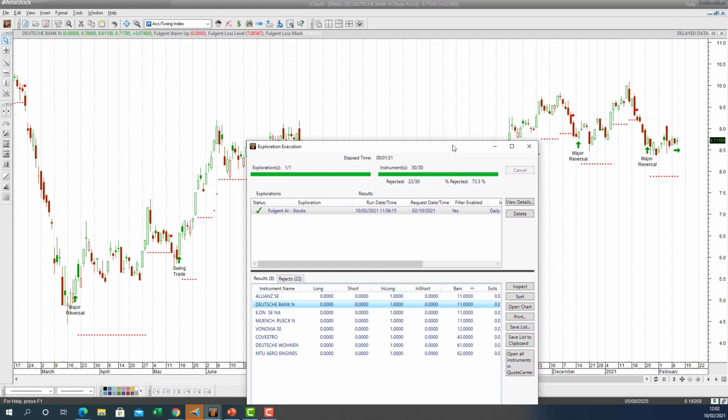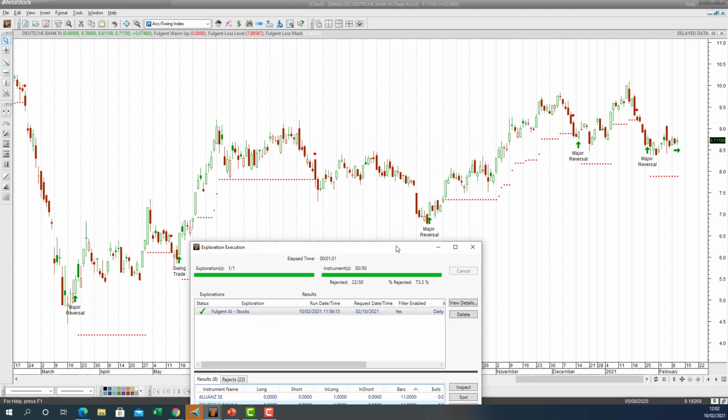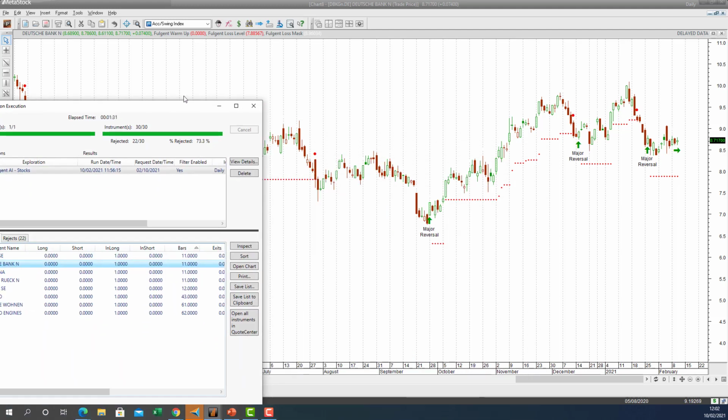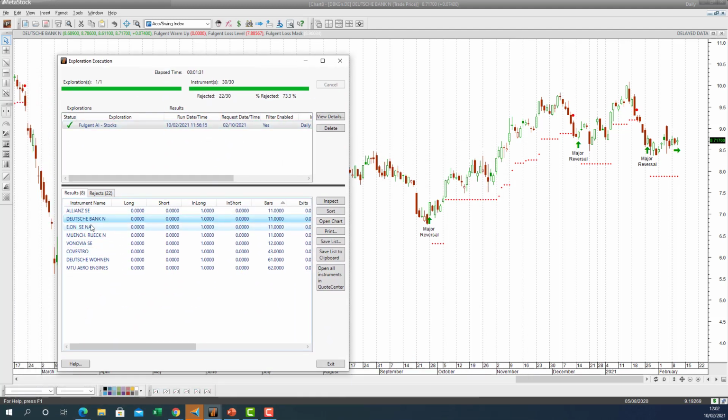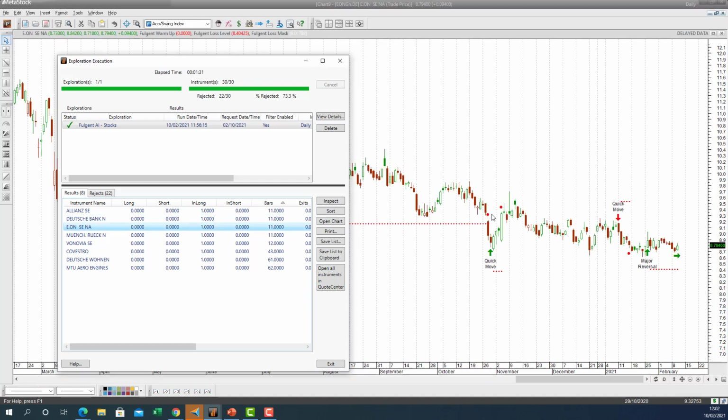We can see here the last time a major market reversal was back here in March, and then another swing trade in May, June, all the way up here on the left. So fantastic AI generated trade. Eon. So here we can see a little bit different.